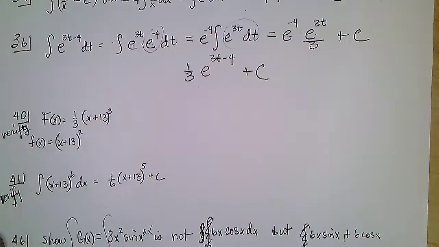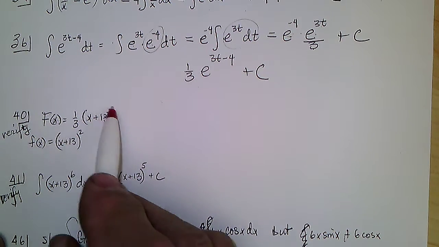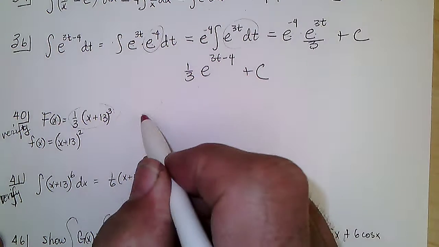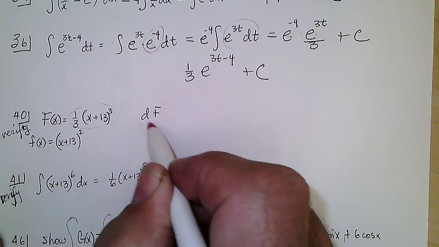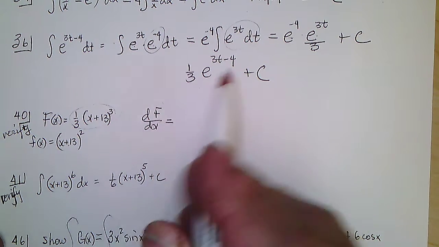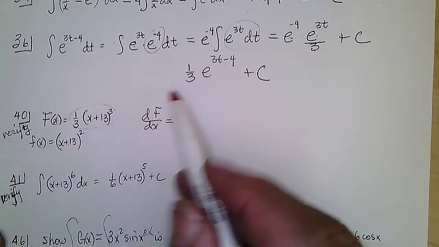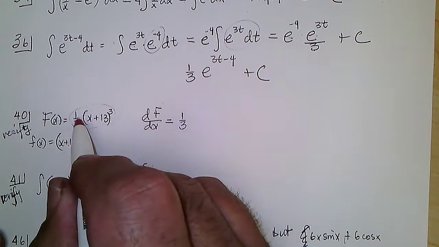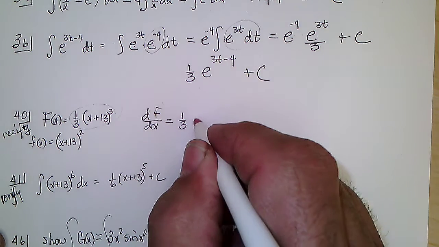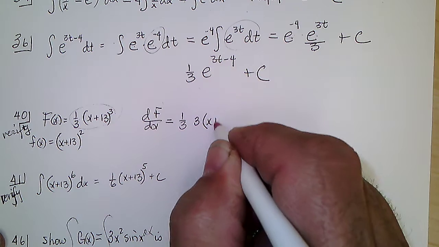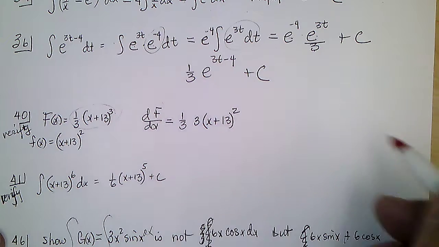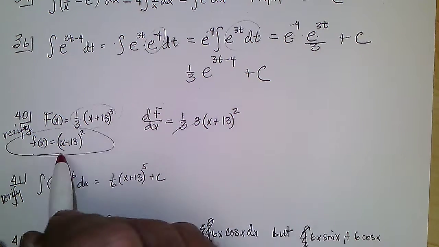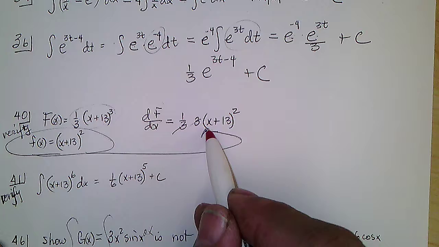Okay, now we're verifying. So if this is the antiderivative, if I take the derivative of it, I should get back to this. The derivative would be, I can use the power rule. I have a 1/3 out in front. And then on this, I take the 3 down times this to the 2. And these cancel, and I get that. So I verified.